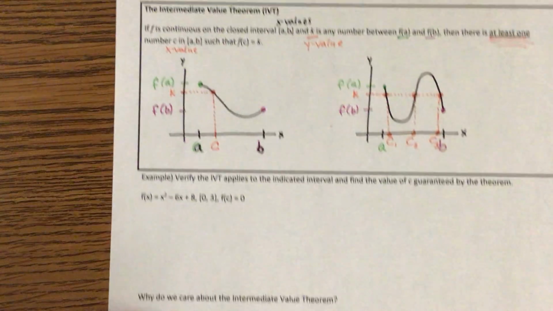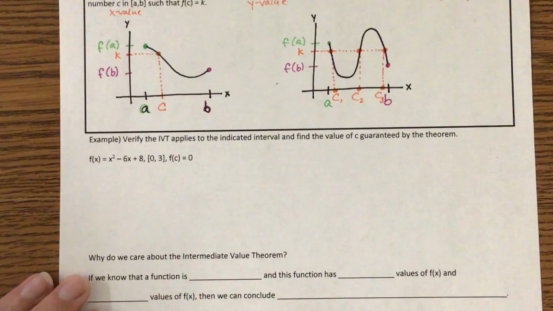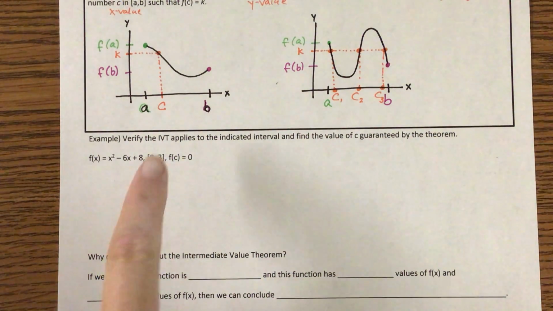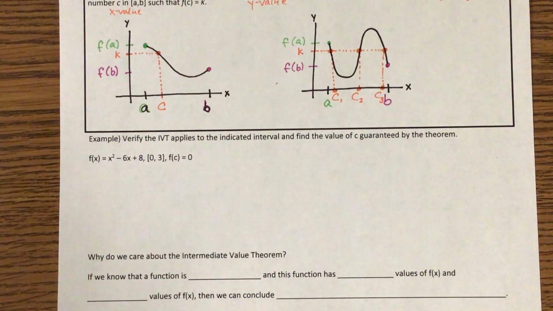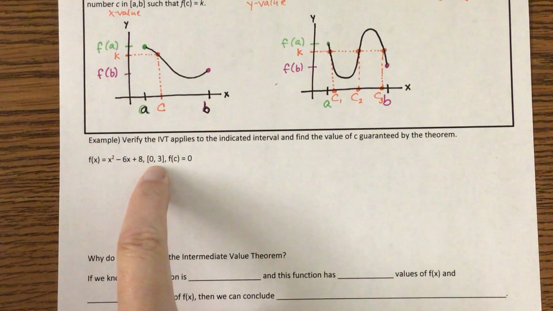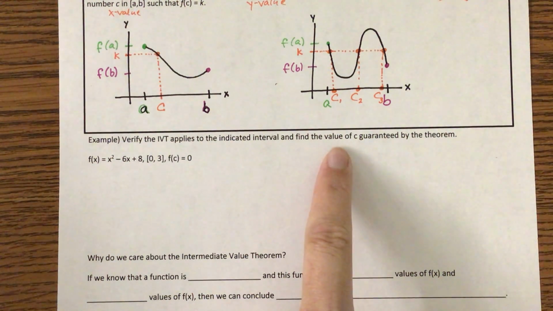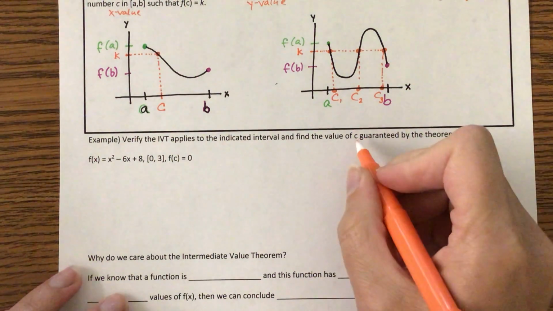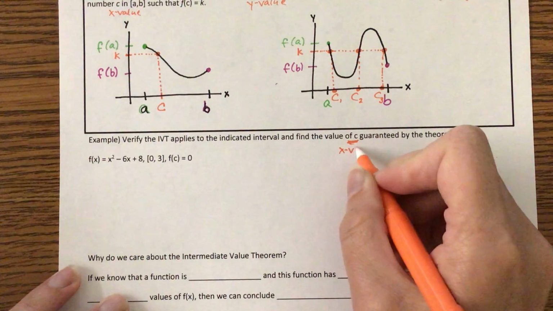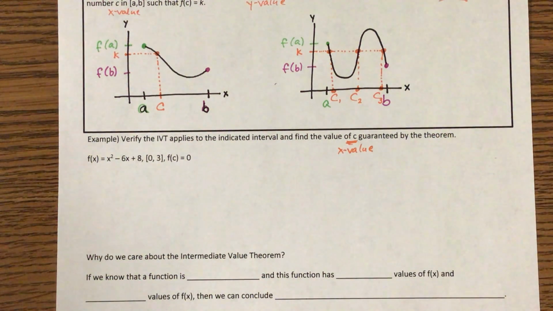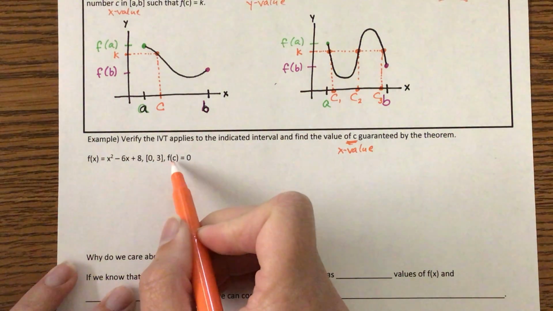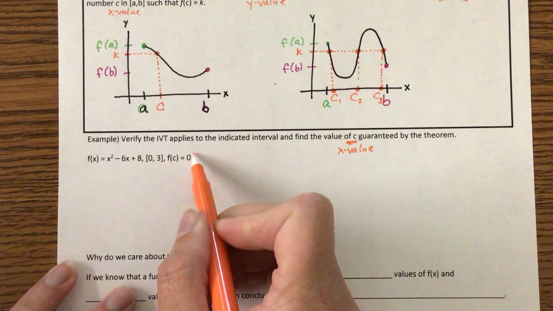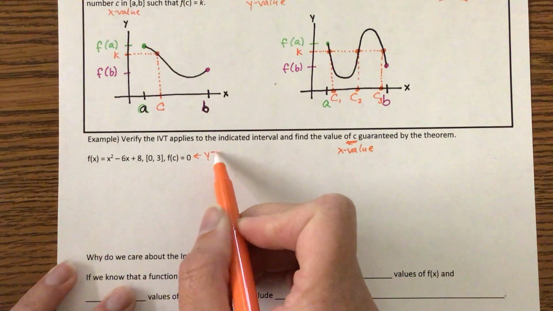This example is a super common way to use the intermediate value theorem, which is often abbreviated IVT. It applies to the indicated interval, so it tells us between 0 and 3, and we want to find the value of C guaranteed by the theorem. So C is that x value. Okay. It tells us over here that f of C equals 0, so that is our y value.